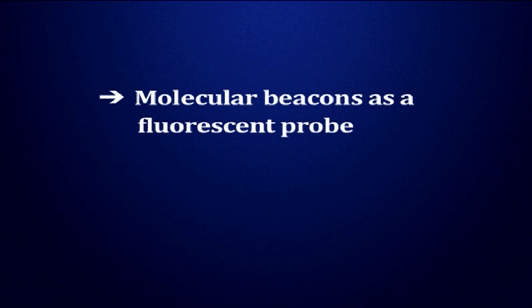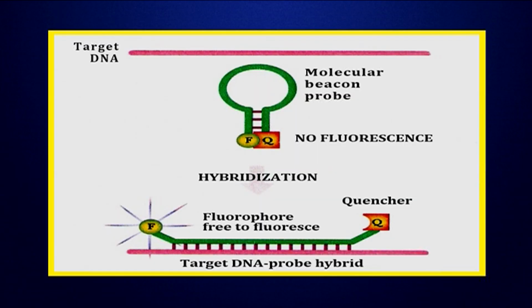Molecular beacons as a fluorescent probe. A molecular beacon is a fluorescent probe molecule that is designed to fluoresce only when it binds to a specific DNA target sequence. This probe has two engineered regions at the ends of the probe sequence. On the 5' side, a fluorescent tag is added, and on the 3' side, a quencher group is added.